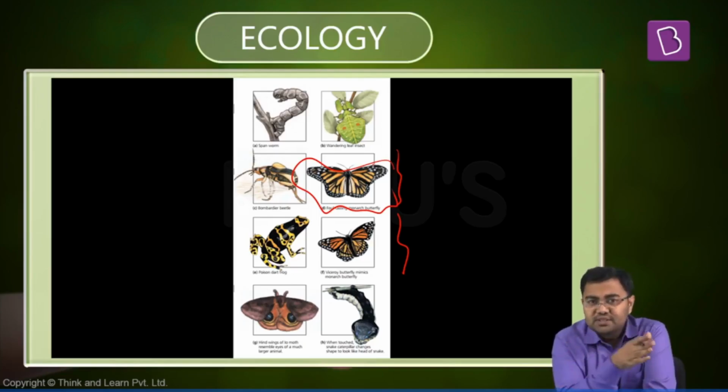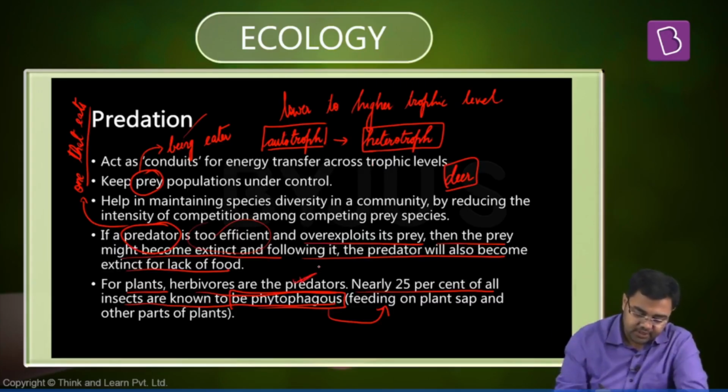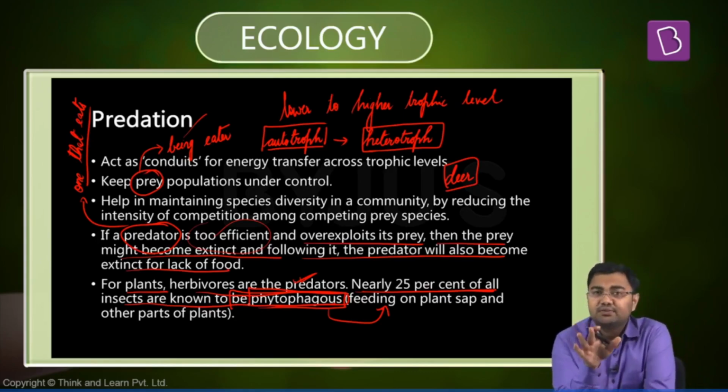Now we just discussed 5 minutes back the fact that for the plants, herbivores are predators, and 25% of all the insects are known to be phytophagous. Now this is a condition which is not ideal for plants. Why? Mainly because plants cannot move. If it was an animal, over a period of time it would run away from its predator, but plants cannot.